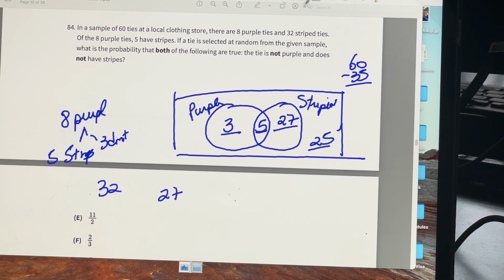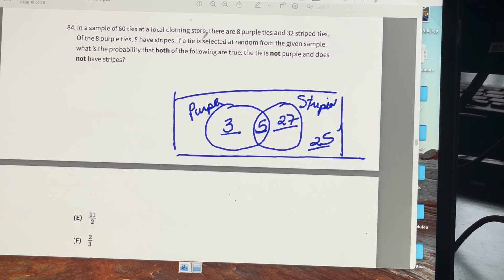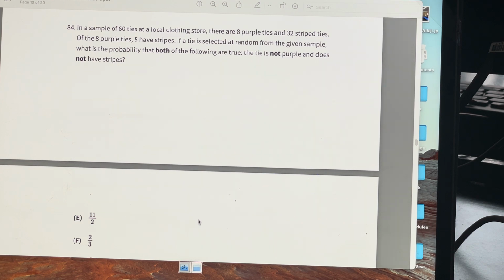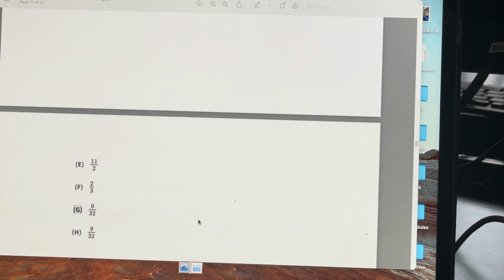Okay, so that's what I'm working with. Oh, much better. And again, now the question is, what's the probability that if you pick one, both of the following are true? The tie is not purple, which means here, and does not have stripes. So if it's not purple and does not have stripes, this means this guy right here, which is 25 out of 60, and we can simplify that, it's 5 over 12, and hopefully that's one of our answers. And it's not. What the heck?